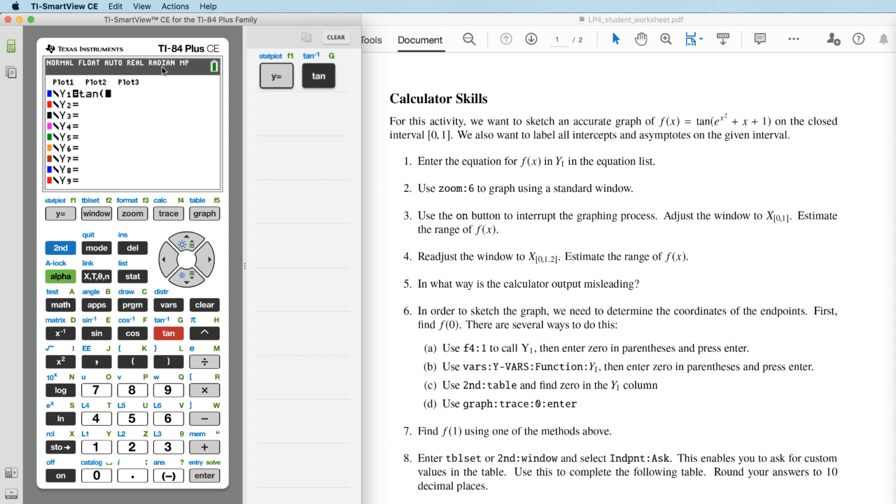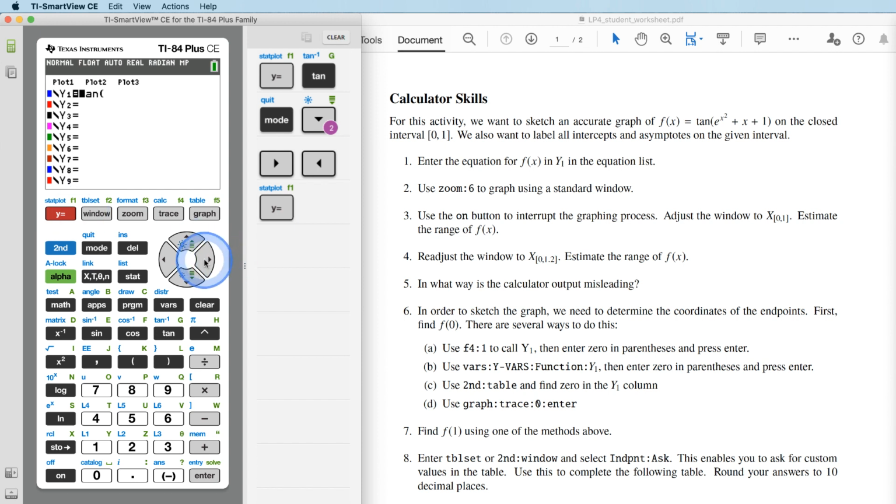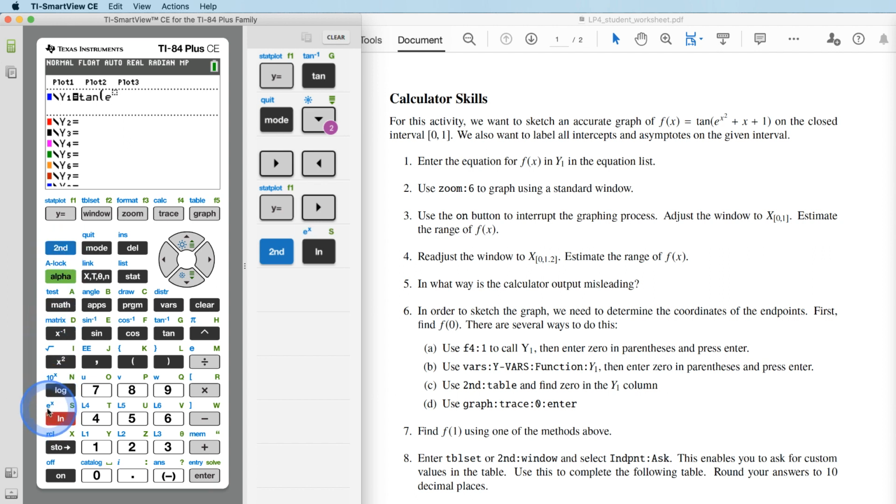If I needed to change that, I would press the mode button and arrow down, and right now I'm in radians, so that's good. Or you can highlight degree if you want to switch to degree mode and then press enter. I'm just going to go back to my y equals where I was and continue typing my equation. My equation for f of x is the tangent of, now I have e to the x squared, so second, and then on the ln button above that in blue, you see e to the x, and that's what I'm trying to activate here.